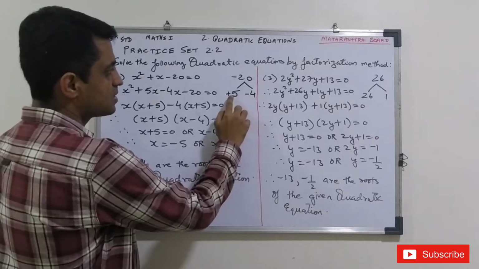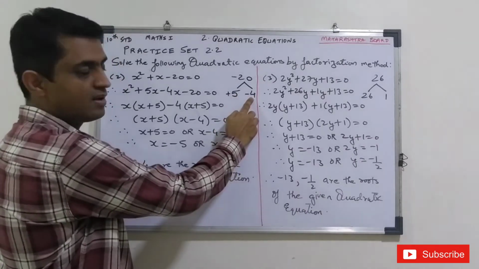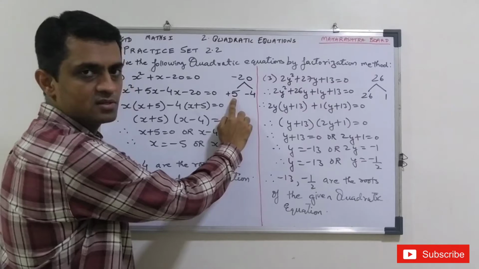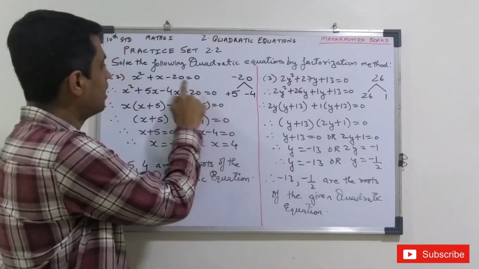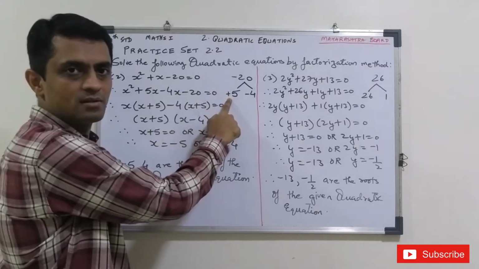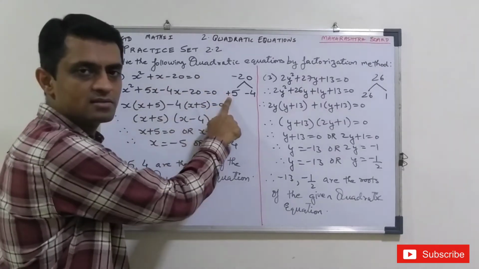5 4s are 20 means plus 5 minus 4. We always write the bigger number first, because as per this sign, we put the sign here. Here plus is there, we start with the plus. Here minus is there, we start with minus.